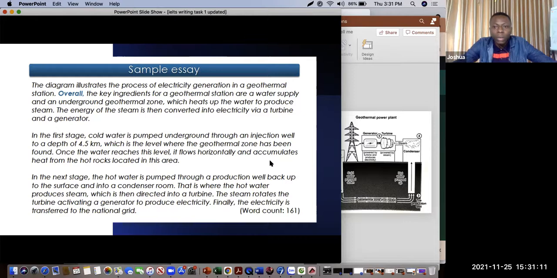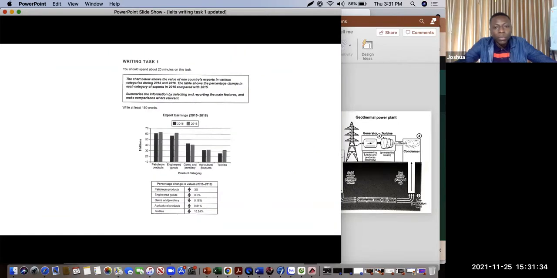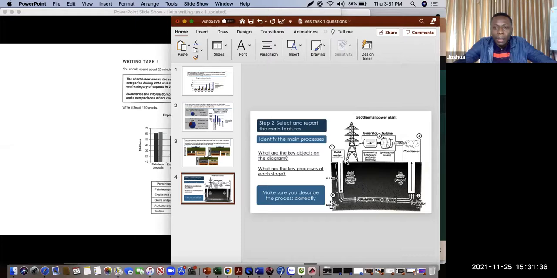So IELTS Task 1 is that easy, especially if you know what you are supposed to do. Because with diagrams, you have every information given to you. Just try and use some synonyms to replace some words. For example, pump down, it said pumped underground. The geothermal zone is found here.